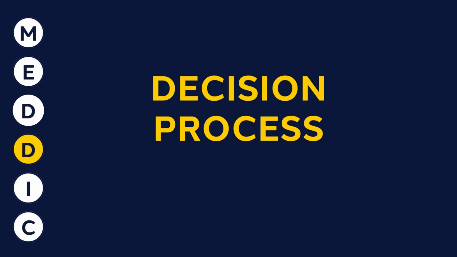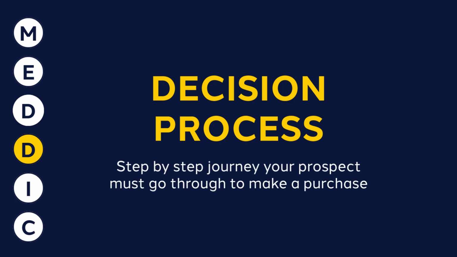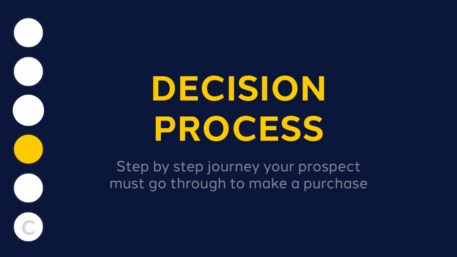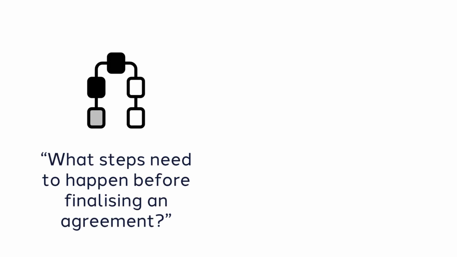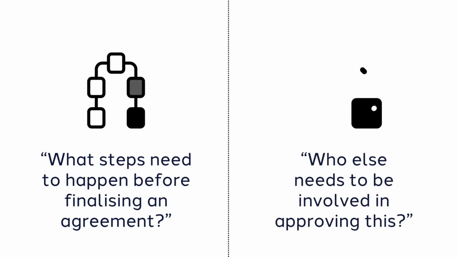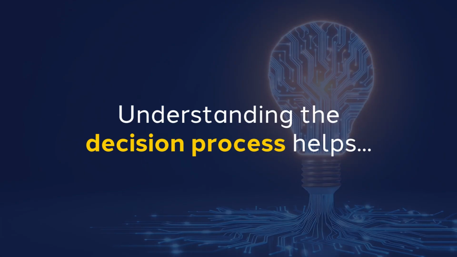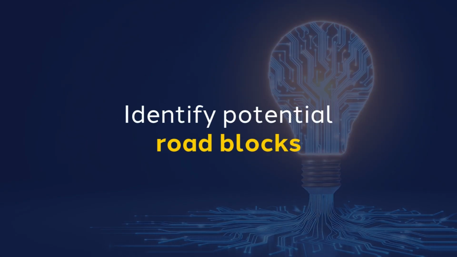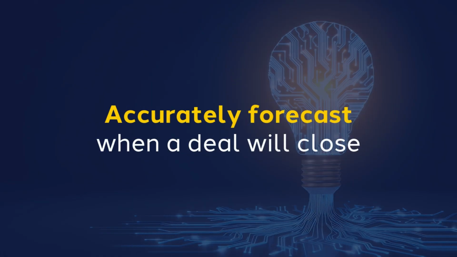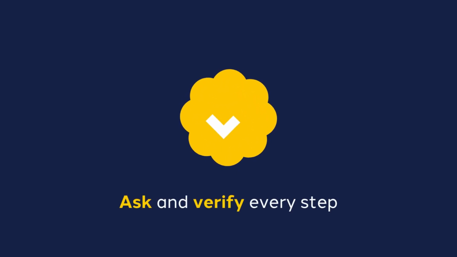The second D stands for decision process. This is the step-by-step journey your prospect must go through to make a purchase, from evaluation to legal review to final approval. You need to map this out completely. Ask, what steps need to happen before we can finalise an agreement? Or, who else needs to be involved in approving this? Understanding the decision process helps you avoid surprises, identify potential roadblocks, and accurately forecast when a deal will close. Don't assume, ask and verify every single step.